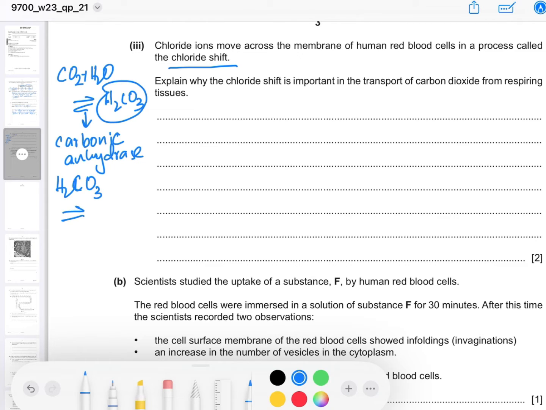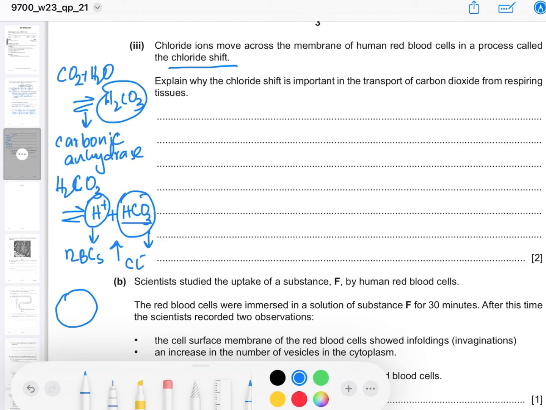Hydrogen carbonate will then dissociate to form hydrogen ions, also known as protons, and bicarbonate ions. These protons will remain in red blood cells, while bicarbonate ions diffuse out of red blood cells via a transport protein. The same transport protein that transports hydrogen bicarbonate ions outside will also move chloride ions into the red blood cells to prevent an electrical imbalance.